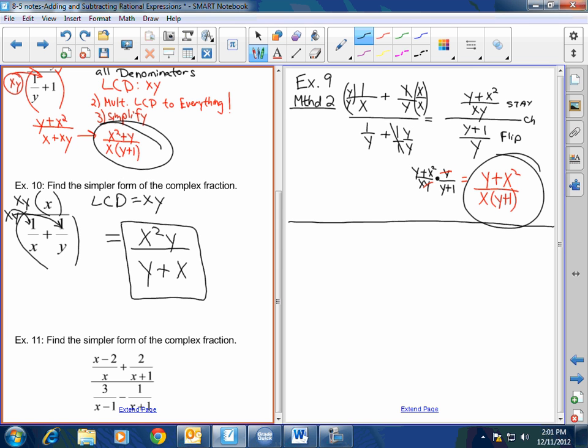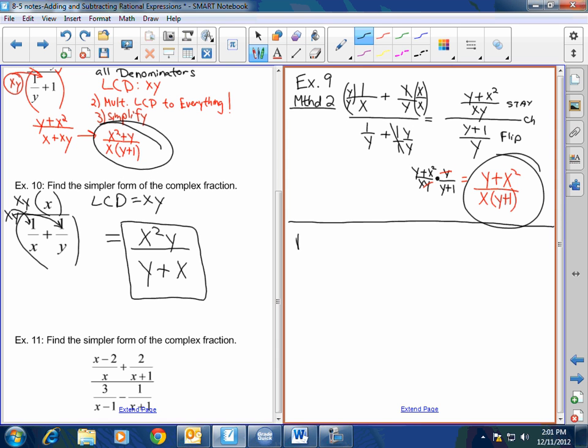You're done. Sir, it doesn't matter in that case. You can put Y plus X or X plus Y. In this case, it doesn't matter because they both have the same degree, sir. Thank you. Now, let's look at method 2, okay?